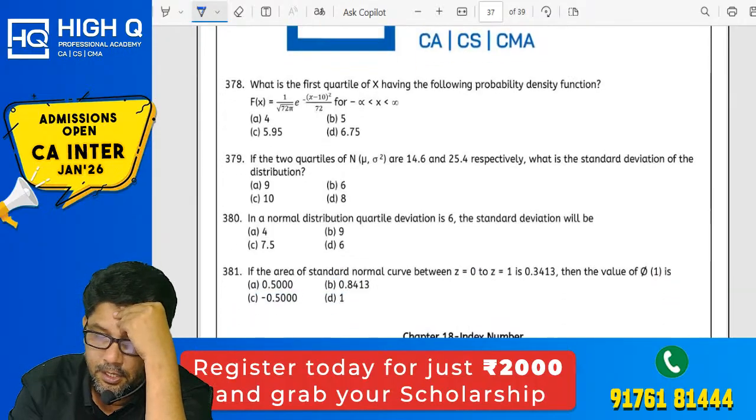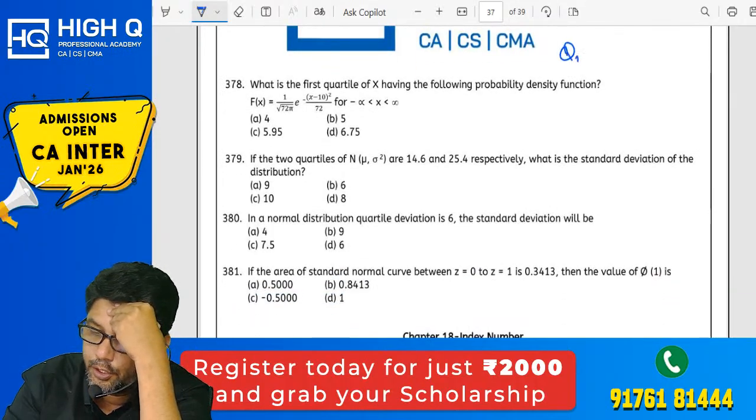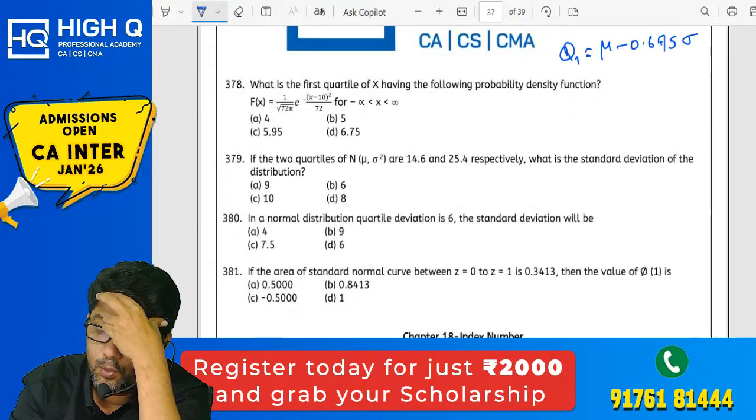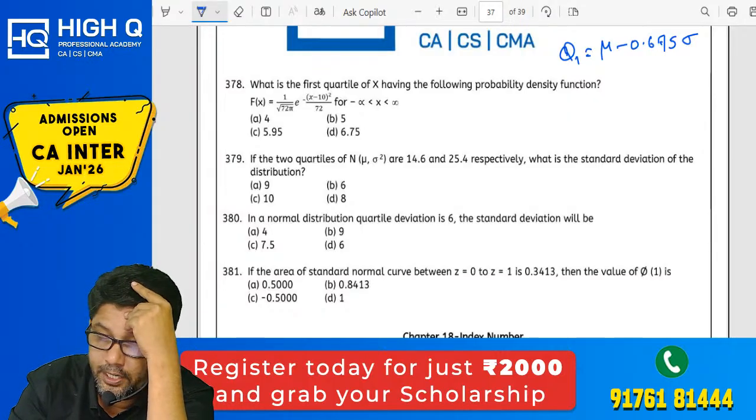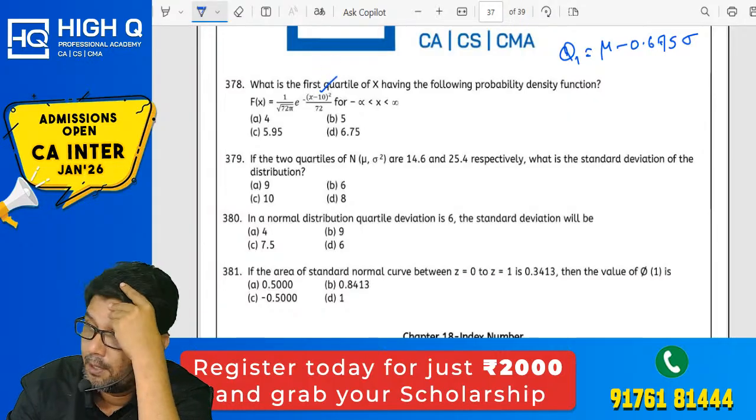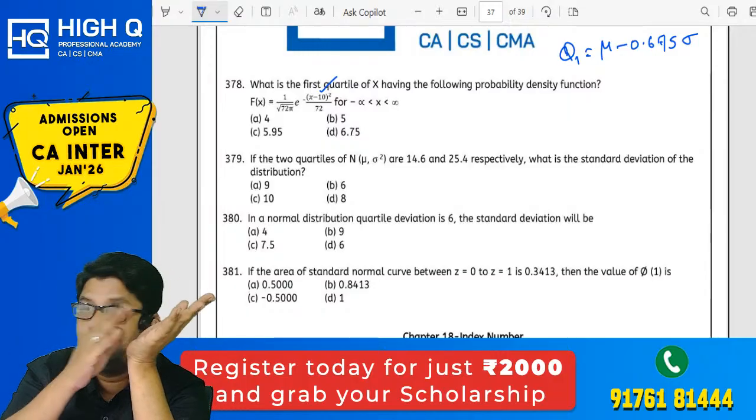Next, what is the first quartile? So Q1 is equal to what? Mu minus 0.675 sigma. From here we have to find out what is mu and what is sigma. Mu you already got. Now sigma. Sir, sigma outside the square root should come now, sir.